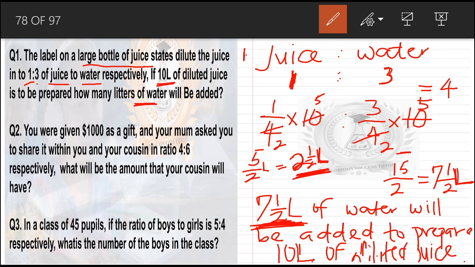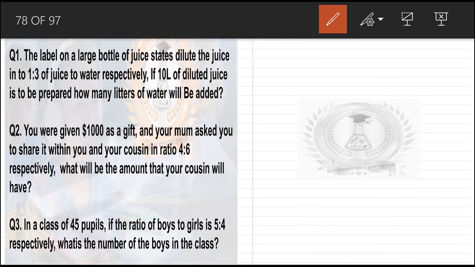Is the question difficult? I don't think so. So this is the working for this question here. We're going to say equals to 7.5 liters of water. Simple as A, B, C. All right. If you can permit me to erase all this, let me write it again. We have 7.5 liters of water.